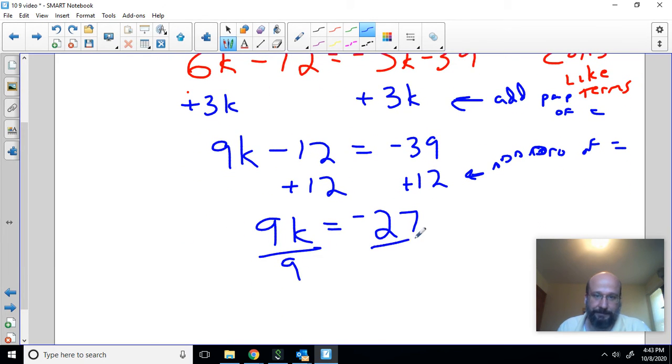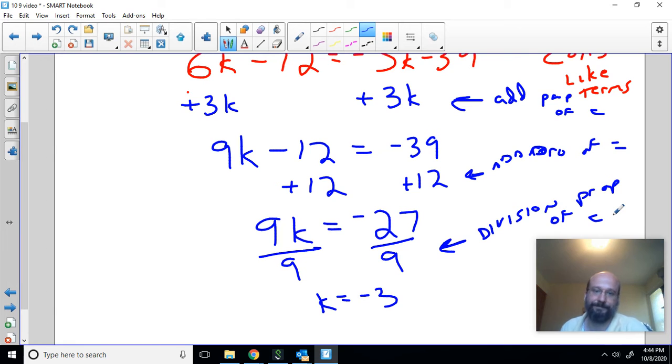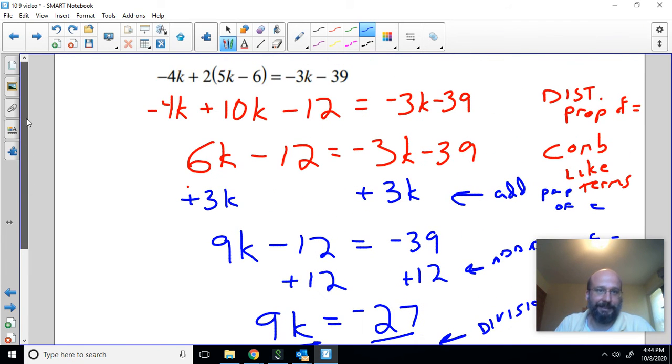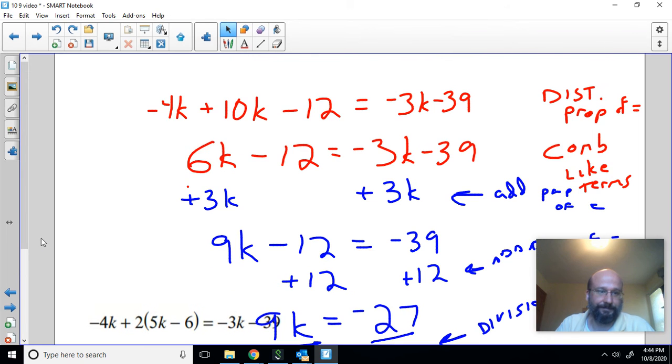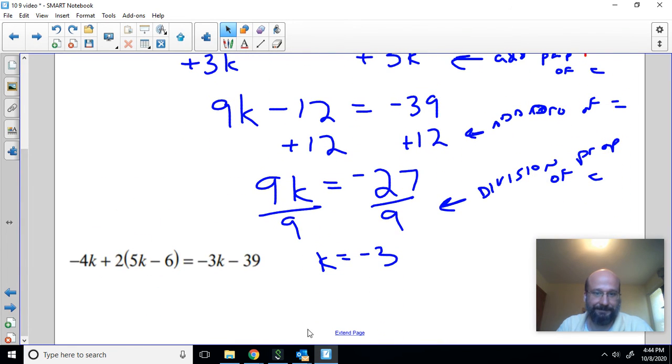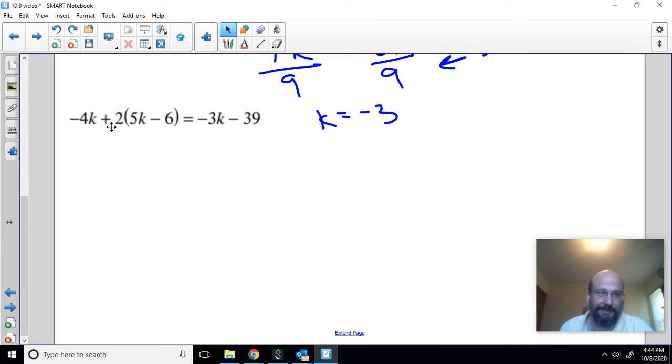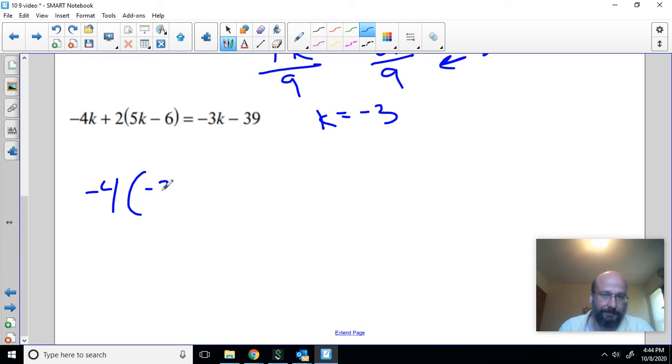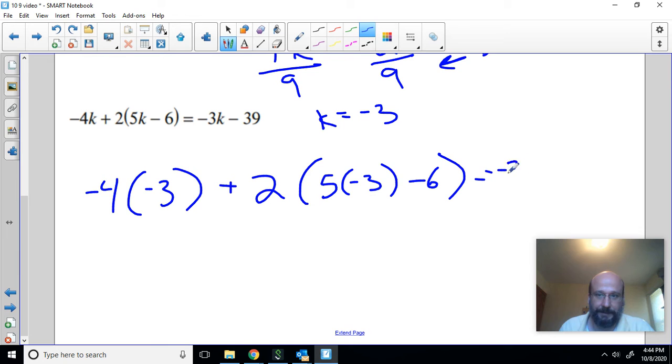Then I'm going to divide by 9. K equals negative 3. And this, dividing, is the division property of equality. So once again, I've got to check the work. I'm going to take that k equals negative 3, and I'm going to put it in for all of these k's. Negative 4 times negative 3 plus 2 times 5 times negative 3 minus 6 equals negative 3 times negative 3 minus 39.